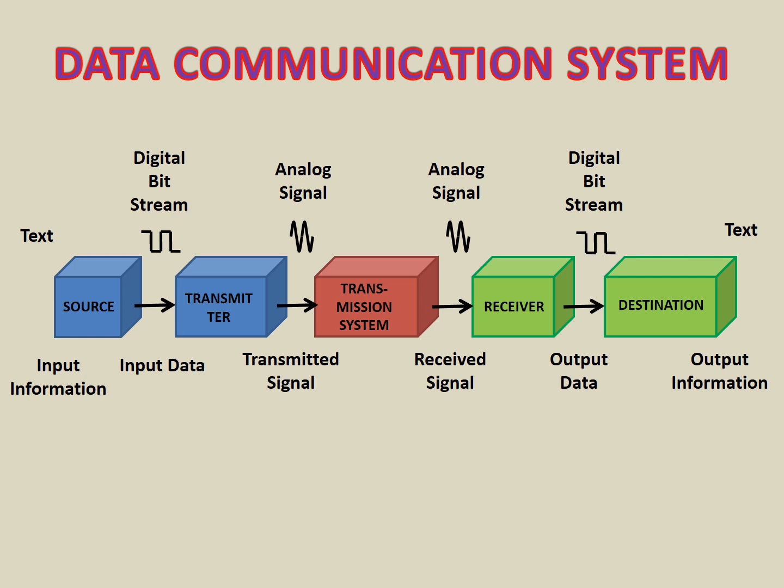Source is what generates the information. Transmitter transmits the signal by modulating it. Transmission system is the same as the channel. Receiver receives the modulated signal, converts it into the digital bit stream after demodulation, and gives it to the destination. Let us see one example of a digital communication system which is used normally in offices.